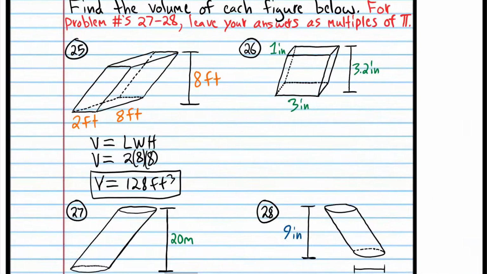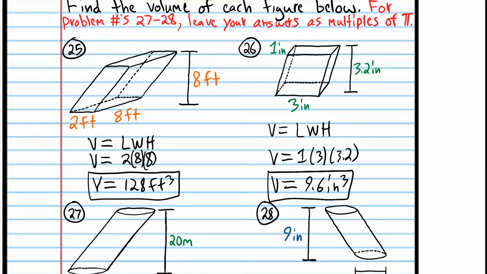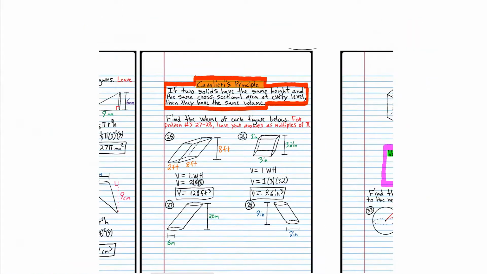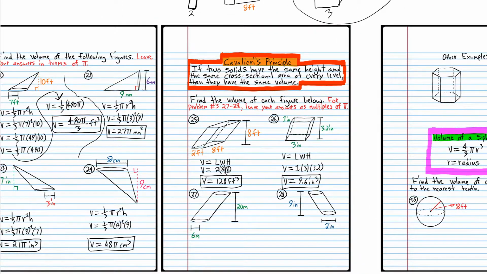All right, we're back. So we'll just pretend that this is a rectangular prism, and we'll just plug the numbers in. And we get 1 times 3 times 3.2. Again, it doesn't matter what order you put that in there. And we get 9.6 cubic inches. Same volume we got for the shape that looks exactly like that, except it's a rectangular prism.